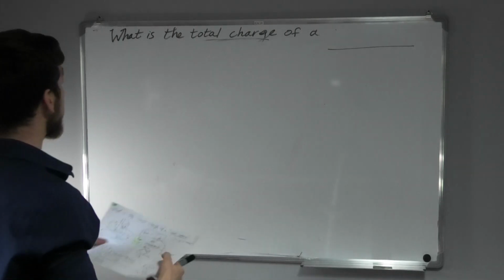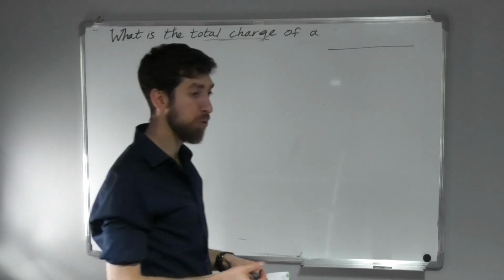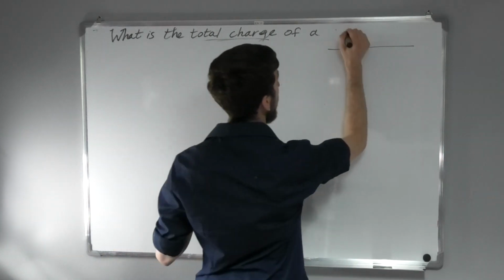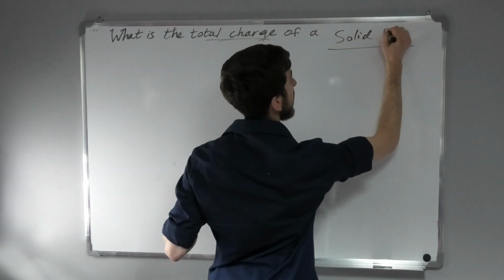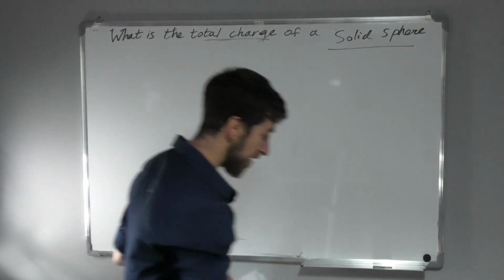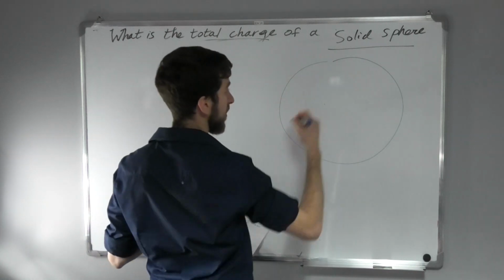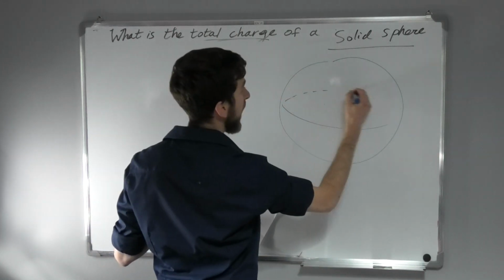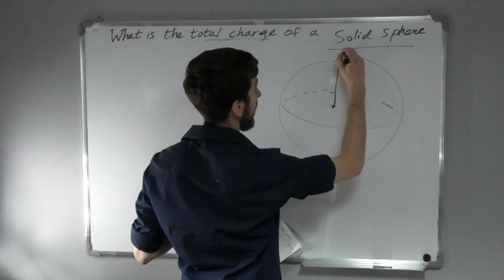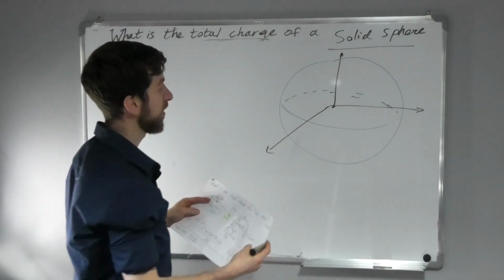So the next question is, again, what is the total charge of a, right now we're not gonna do a balloon shell, but we're gonna do a solid sphere. Solid sphere. So again, we have the same idea that we had before. We have this circle, and let's add some depth to it. And we can put also the Cartesian axis just to have a feeling where we are in the world, right?